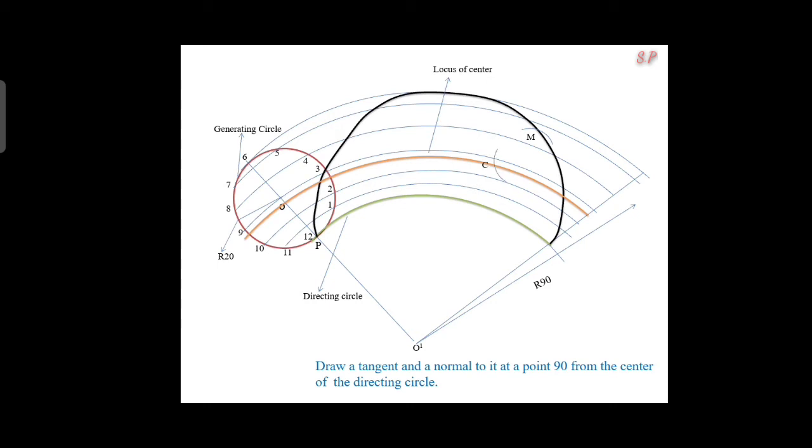And finally you join O dash and C. That line intersects our directing circle at a point N. You join N and M. This is the normal line. Then you draw the perpendicular line to it at N, that is the tangent line TT dash.